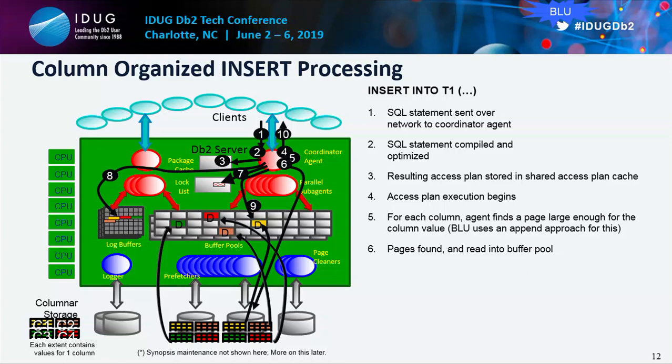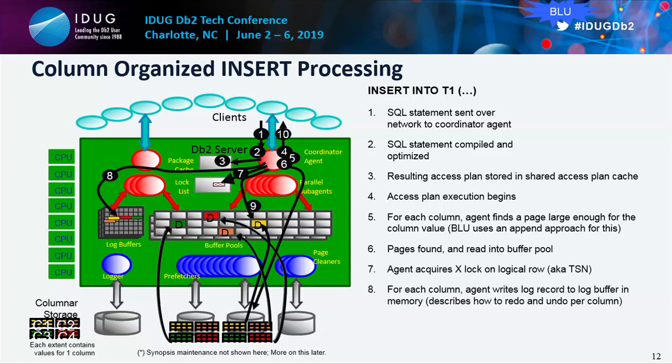So these pages are found and brought in, and the same thing applies: you require the X lock. But now for each column, you have to write 4 separate log records. You have to do these 4 separate updates. And 4 separate pages are marked dirty, even just for a single row insert. Then success is sent to the client.